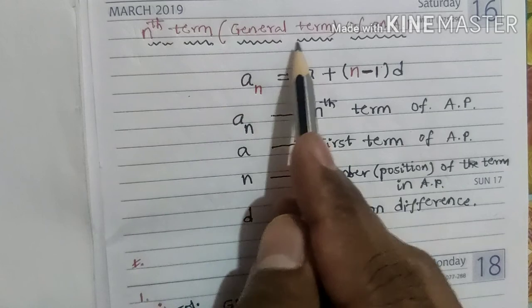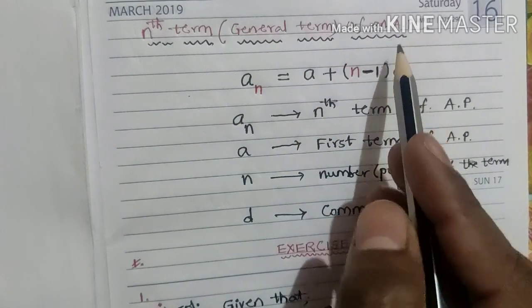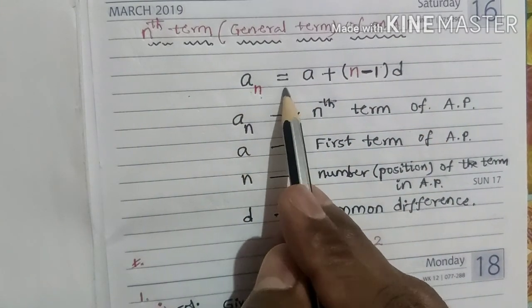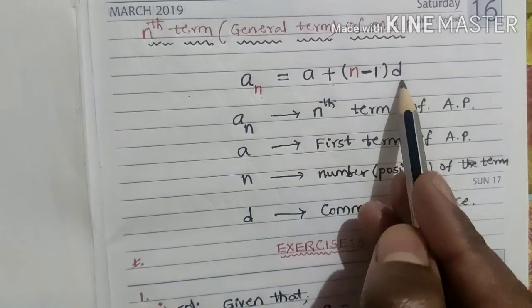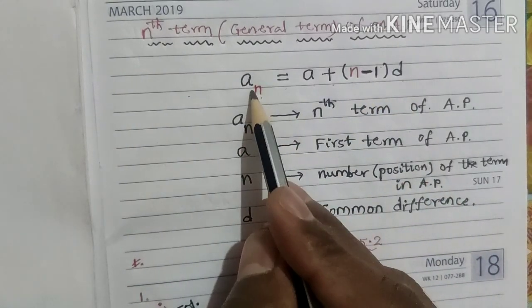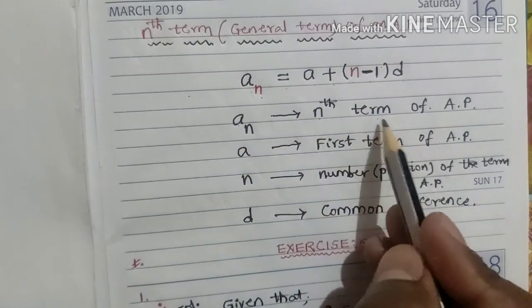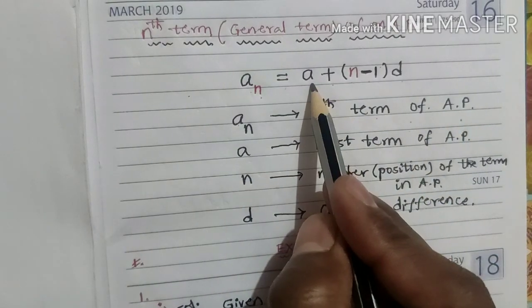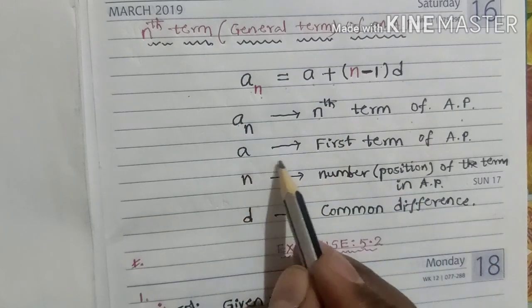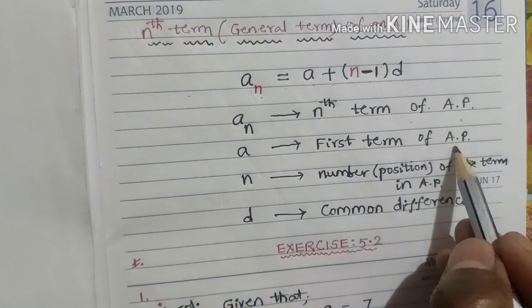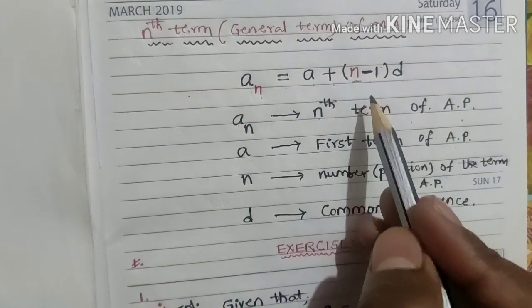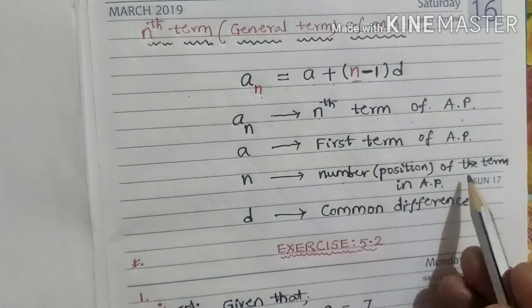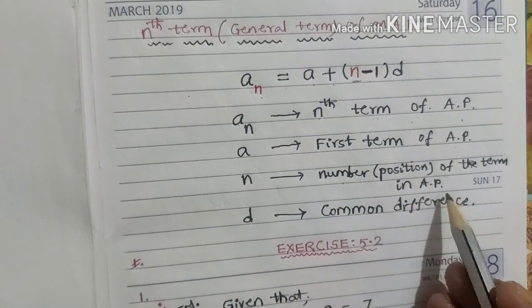The nth term or general term formula of an arithmetic progression is An is equal to A plus n minus 1 into D. What is An here? The nth term of that particular arithmetic progression. Here what is A? A is the first term of that arithmetic progression. N, what is meant by N? The number or position of the term in the arithmetic progression.